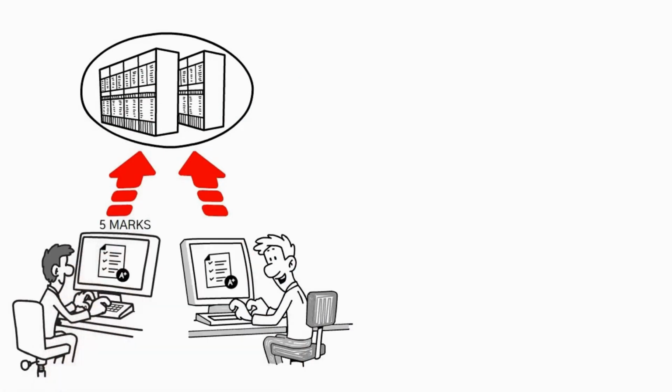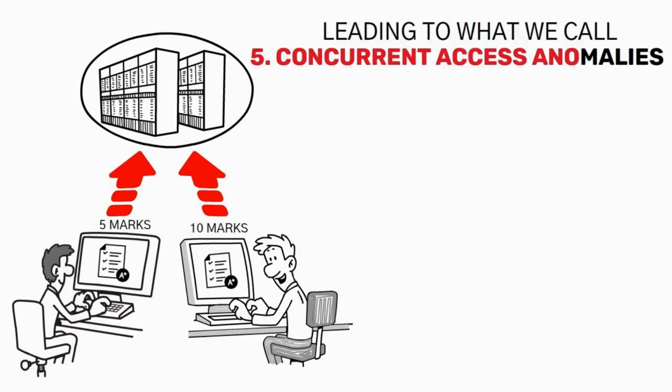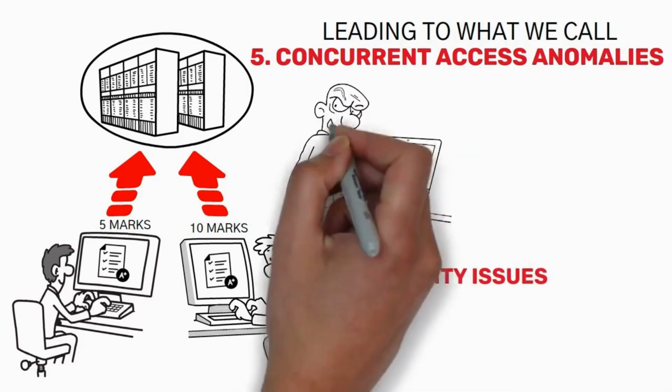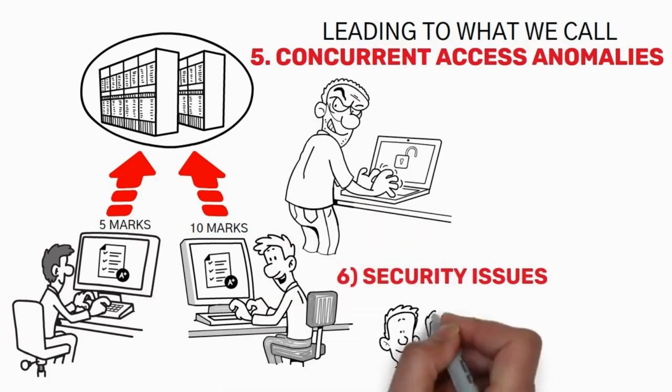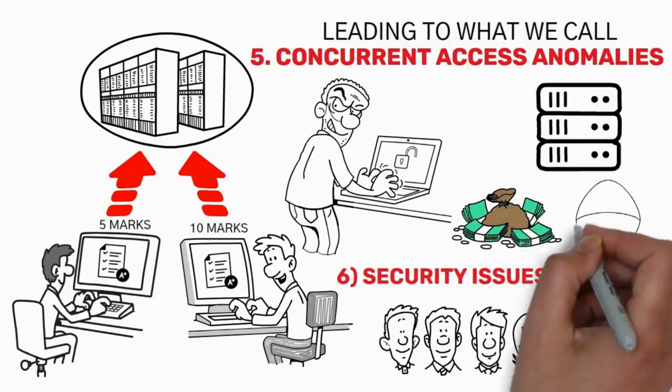Now picture two teachers updating the same student's marks at the same time. If one adds 5 marks while the other adds 10, the data gets messed up. This is because both are trying to change the same thing at once, leading to what we call concurrent access anomalies. Lastly, there are security issues. You wouldn't want everyone to see sensitive information like staff payroll. But if it's all in one file, anyone with access can peek at it.